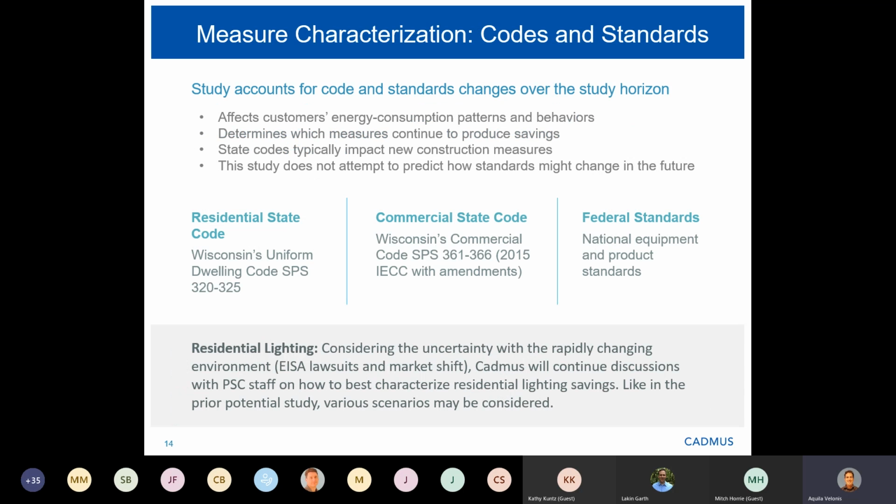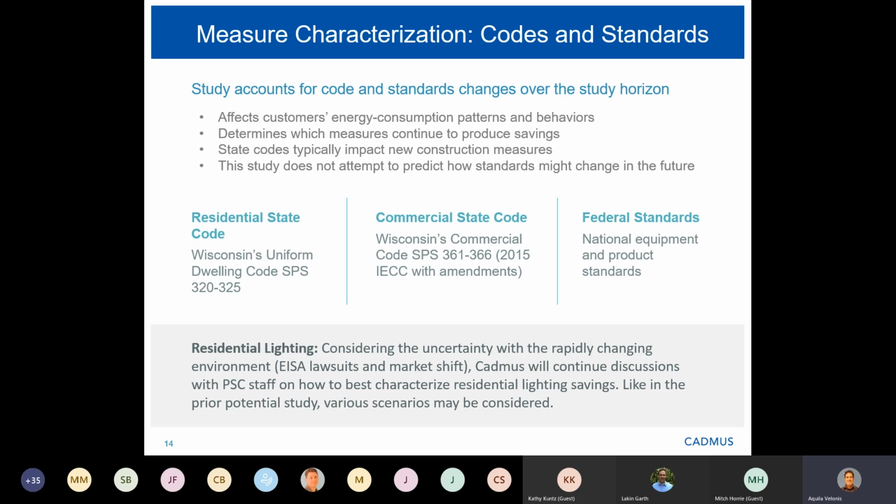All right, codes and standards. Our study does account for codes and standards that are changing over the study horizon. Incorporating codes and standards affects customers' energy consumption patterns and behaviors over time. This determines which measures continue to produce savings.